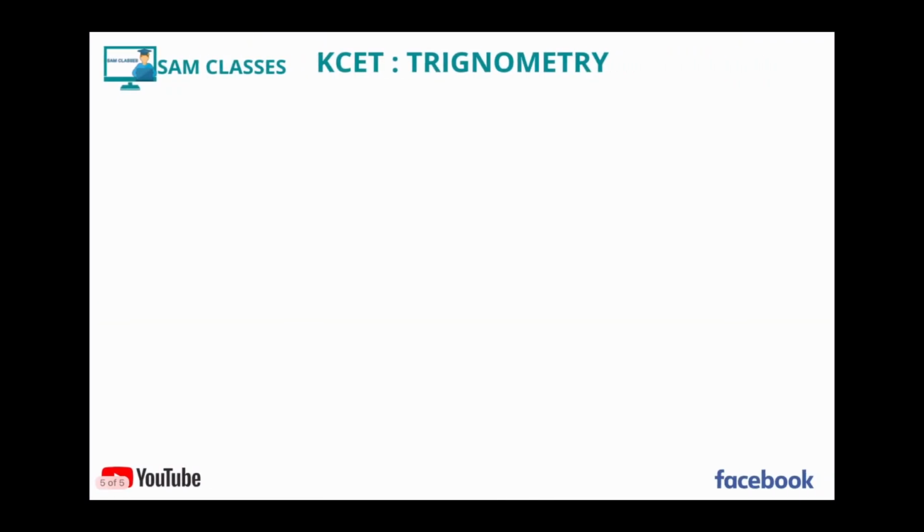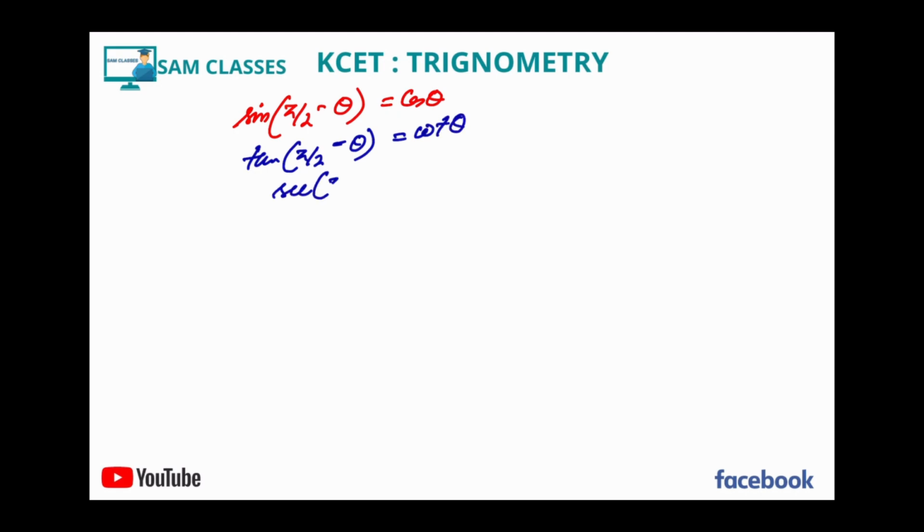Now along with that, we should remember we used to do something called complementary angles, correct? So what we used to do: sine of 90 minus theta is equal to cos theta. So these two are complementary of each other. Tan of 90 minus theta is equal to cot theta. Sec of 90 minus theta is equal to cosec theta, correct? So this much we have done in class 10th.